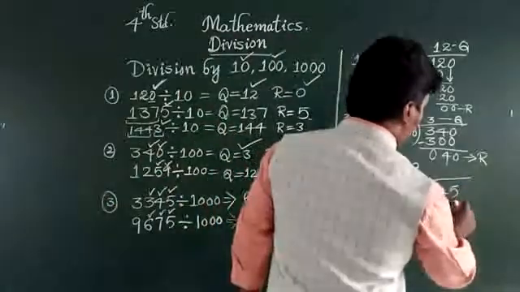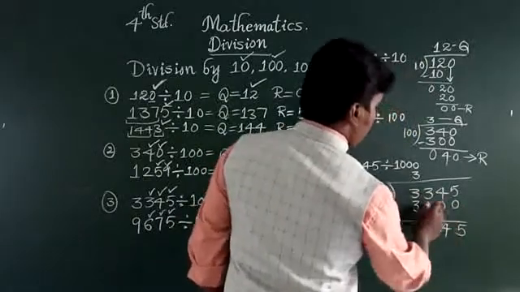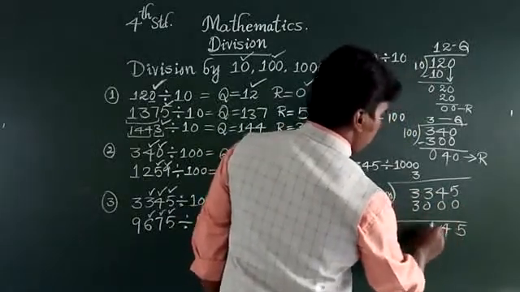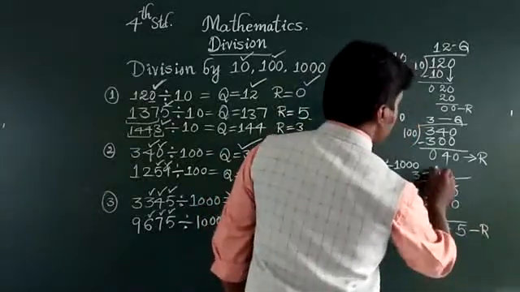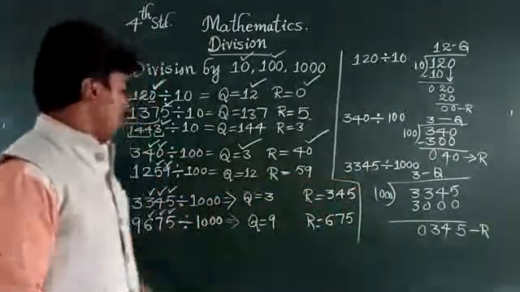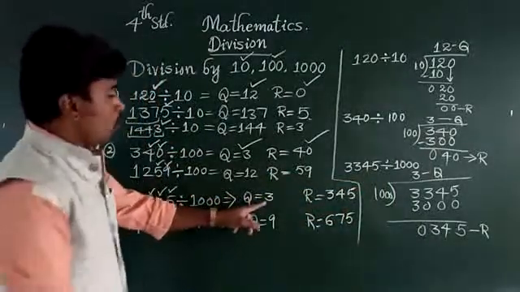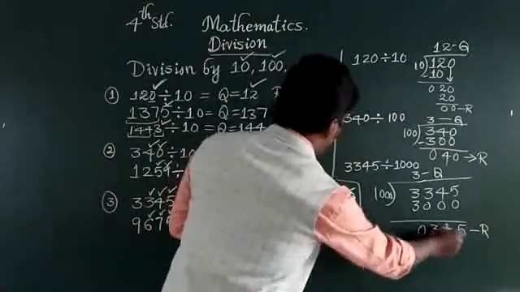Subtract it. 5 minus 0, 5. 4 minus 0, 4. 3 minus 0, it is 3. 3 minus 3, 0. This is the remainder. This is the quotient. So remainder and quotient. What is the quotient? 3 is the quotient. Here 3 is the quotient and remainder is 345.